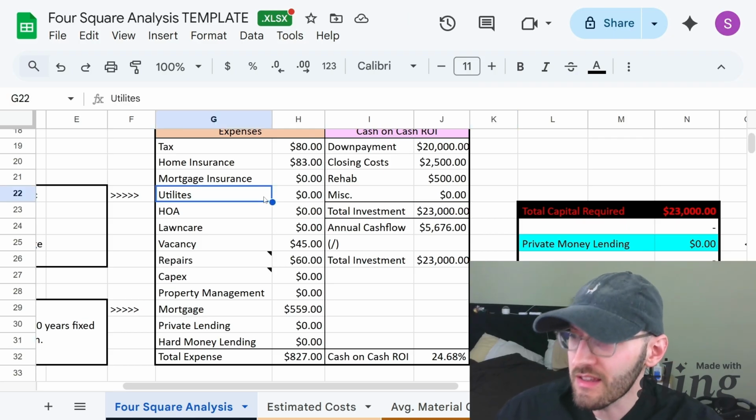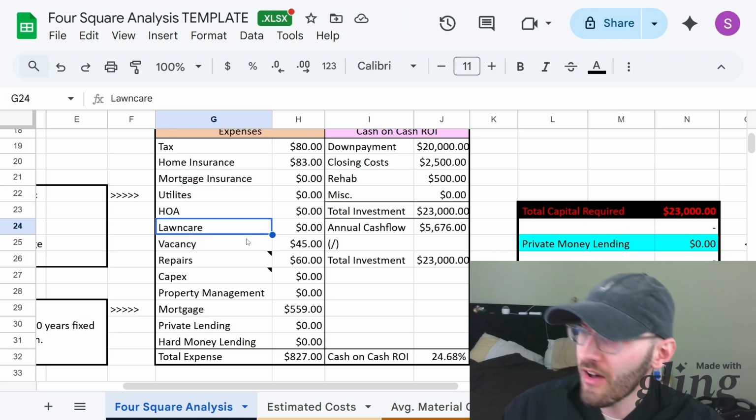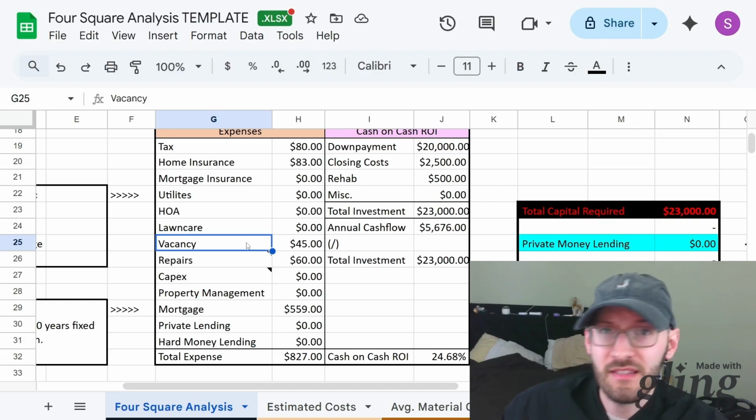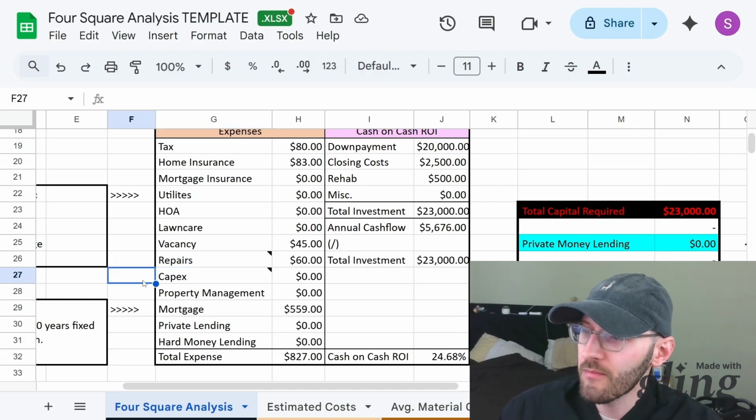All right, but Sky, you left out a bunch of other data. What about utilities? What about the HOA? What about the lawn care? What is vacancy or repairs or CapEx? Well, you probably know what vacancy is.